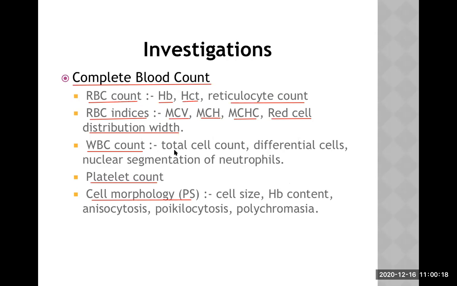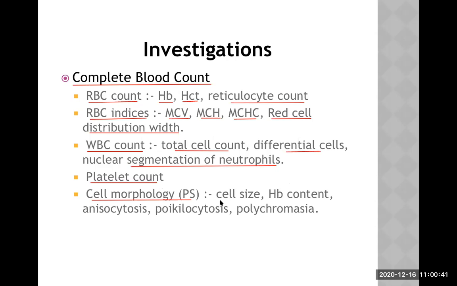WBC count we always do. What is the total leukocyte count? What is the differential leukocyte count? And is there any segmentation of neutrophils or not? I mean the excessive segmentation of the neutrophil, hypersegmented neutrophil, which is a part of megaloblastic anemia. Platelet count is routinely done, and peripheral smear is always done as a part of hematological investigation.